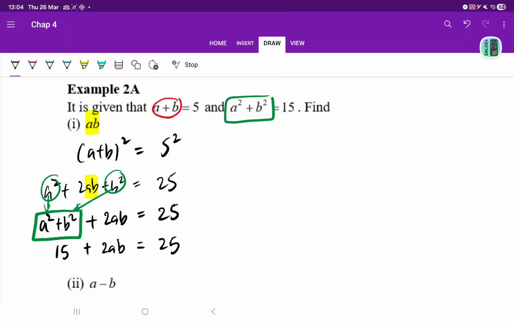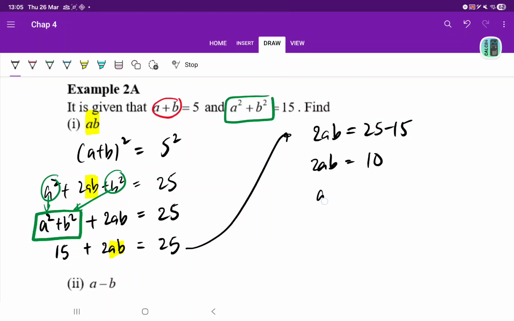Now, this is not my final answer. I want the AB in the middle. So let me continue writing here. 2AB is what I want. So I must bring the 15 to the other side. 2AB equals 10. AB equals 5. So the answer is AB equals 5.